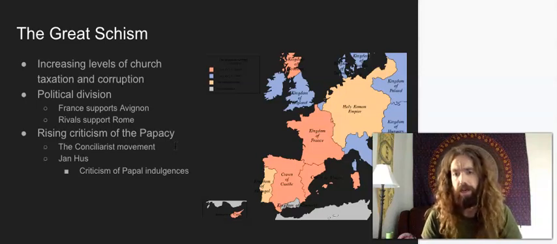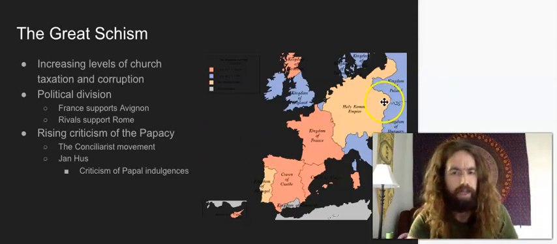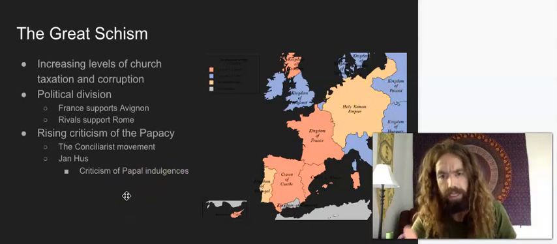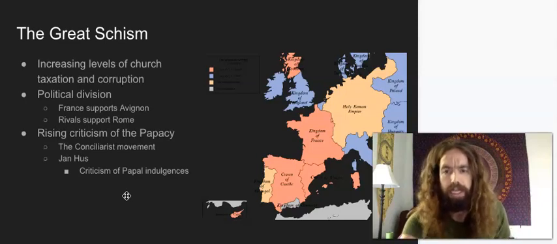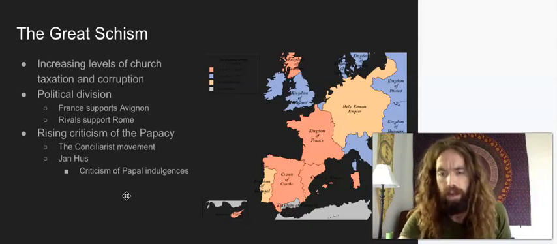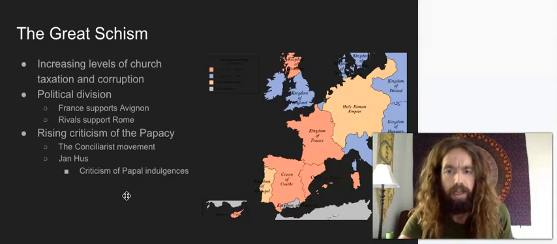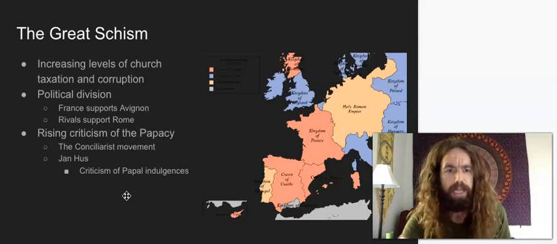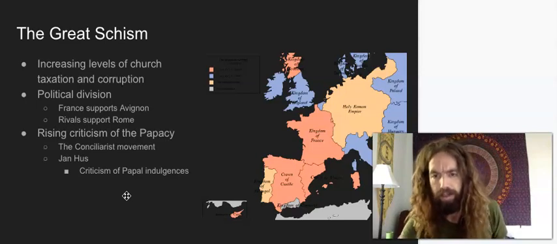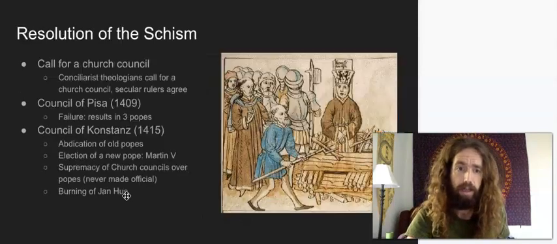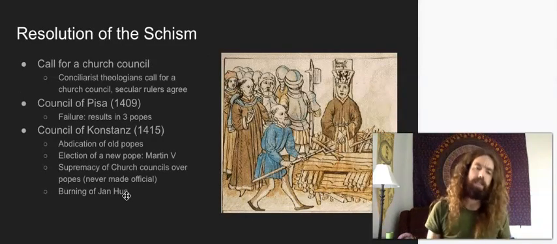Jan Hus is a guy from Bohemia over here in the Holy Roman Empire, and he's going to issue a number of really important critiques of the papacy. One of the main things that he's going to critique is this practice of indulgences, in which the popes offer essentially tickets out of purgatory in order to raise money. And both sides have been doing this more frequently now because of the increasing financial burden brought about by having two separate papal courts. That's going to be important later on when we look at the Protestant Reformation. But eventually this crisis is resolved.